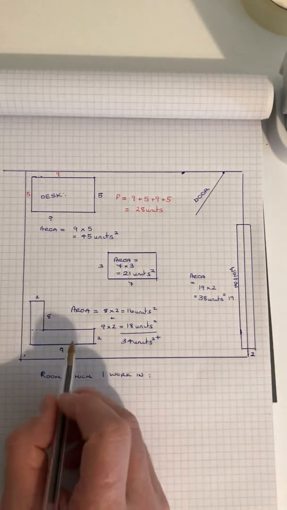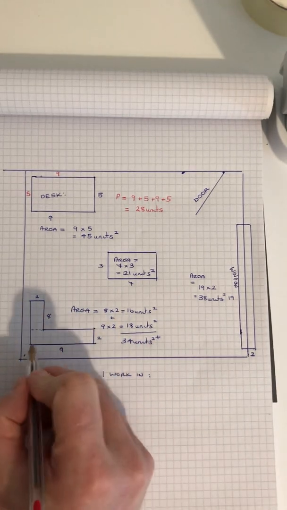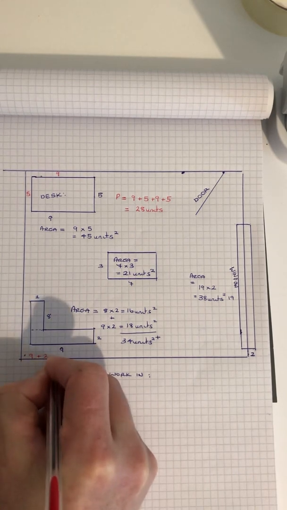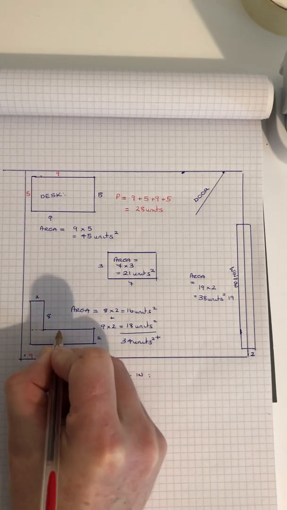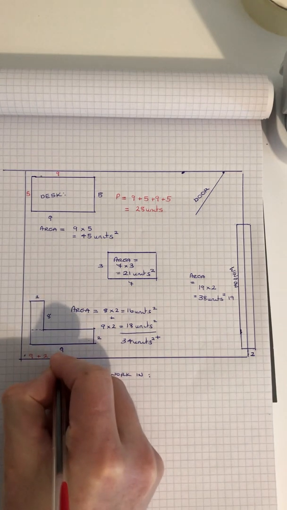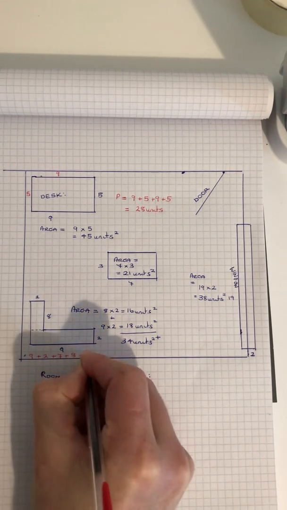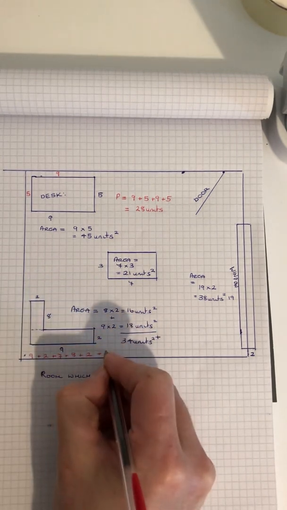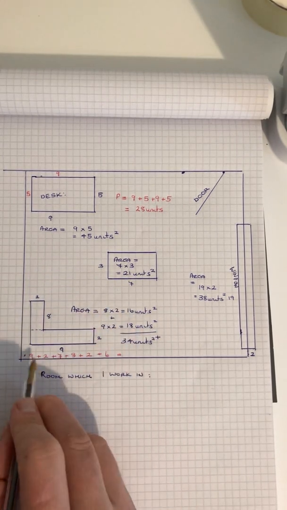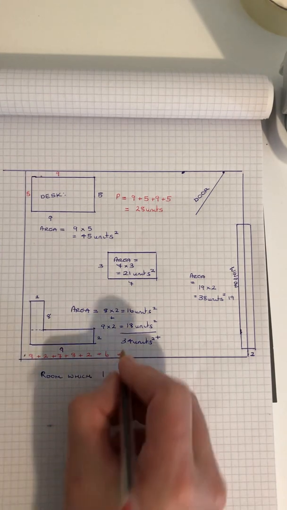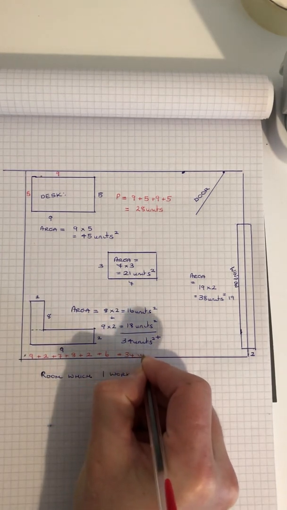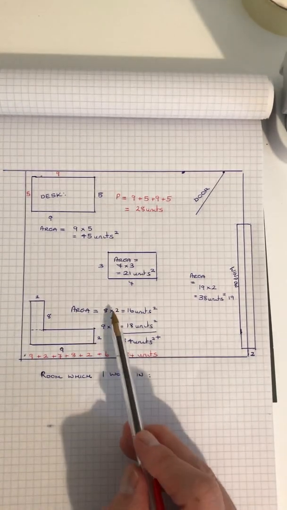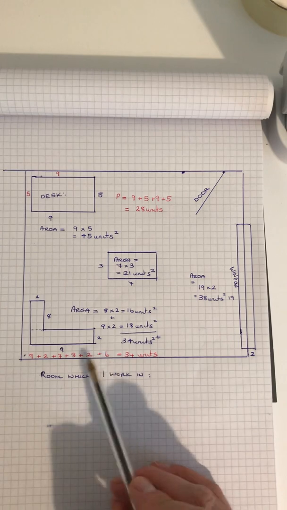The perimeter of my corner sofa will be 9 plus 2 plus 1, 2, 3, 4, 5, 6, 7 plus 8 plus 2 plus 1, 2, 3, 4, 5, 6, which is equal to 26, 28, 34 units. Okay? So that's interesting that the area and perimeter here are the same.